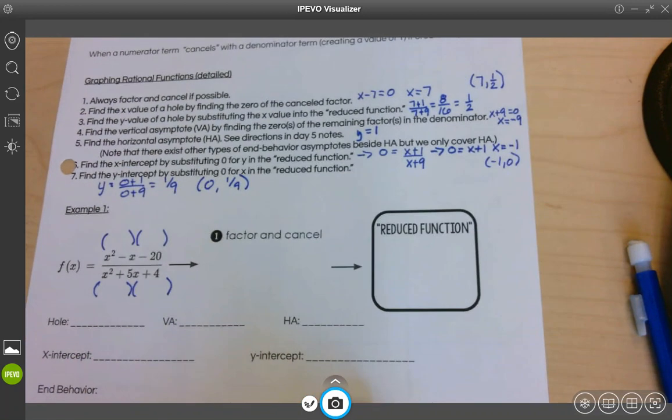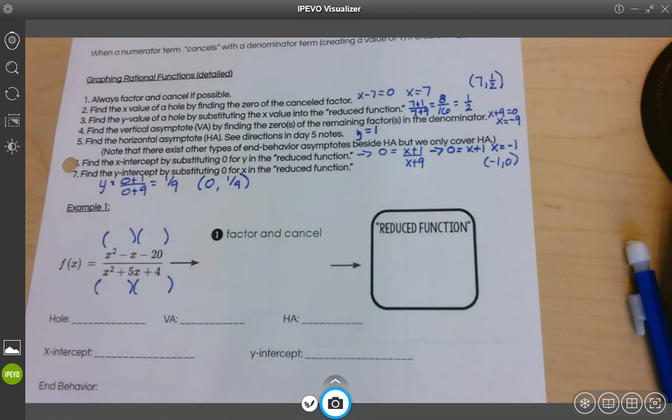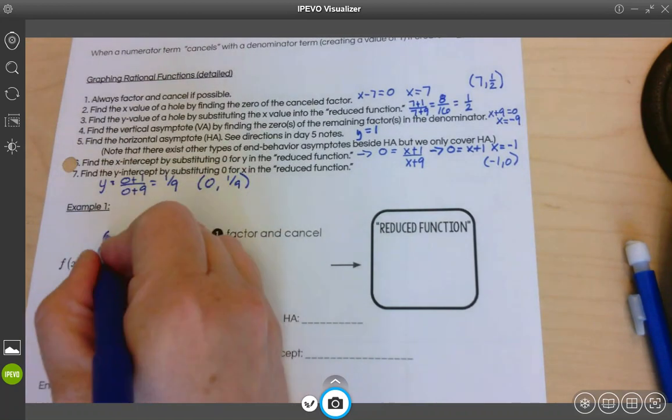I want you to take a moment and try to factor those. Let me know if you have any questions. All right, Precious, what did you get for the top? X plus 4 and X minus 5.